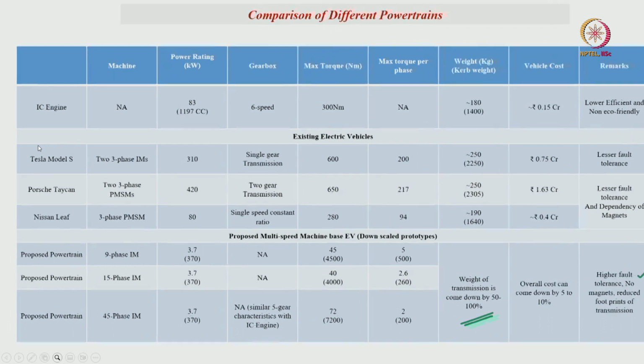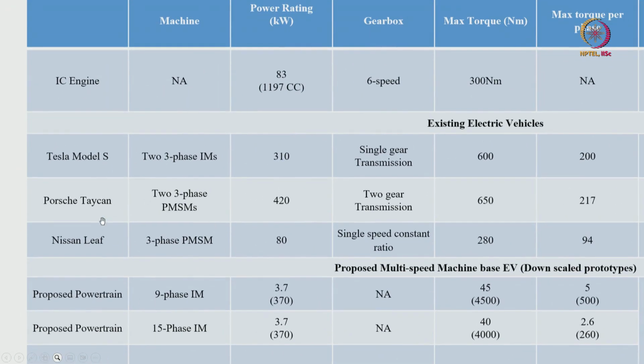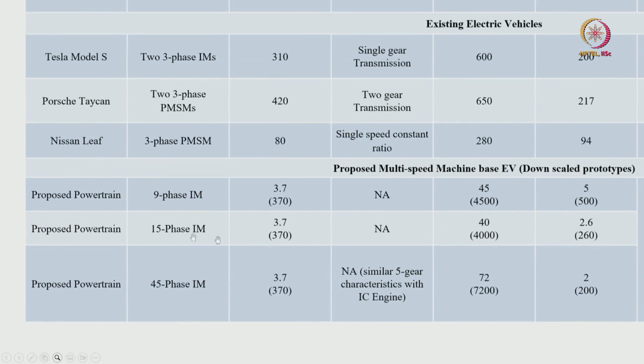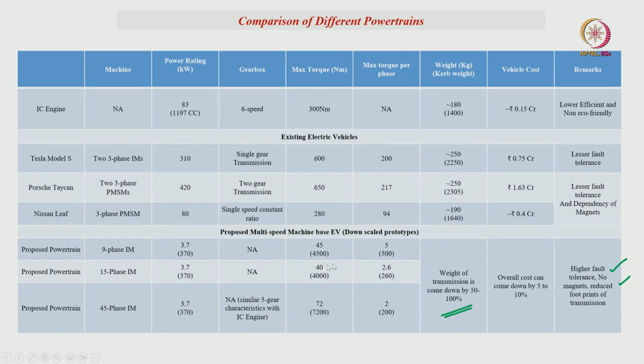And these are the different powertrains with respect to the Tesla Model S and Porsche Taycan and Nissan Leaf, and proposed powertrains with respect to the multi-speed machines. The torque density will be improved with the multi-phase machines instead of the conventional machines. And here maximum torque per phase we can observe with respect to the Tesla Model S, the maximum torque per phase is 200, and Porsche Taycan it is 217 per phase. The power rating of the machine is 420 kilowatt, and Nissan Leaf the maximum torque per phase is 94 and the power rating of the machine is 80 kilowatt.